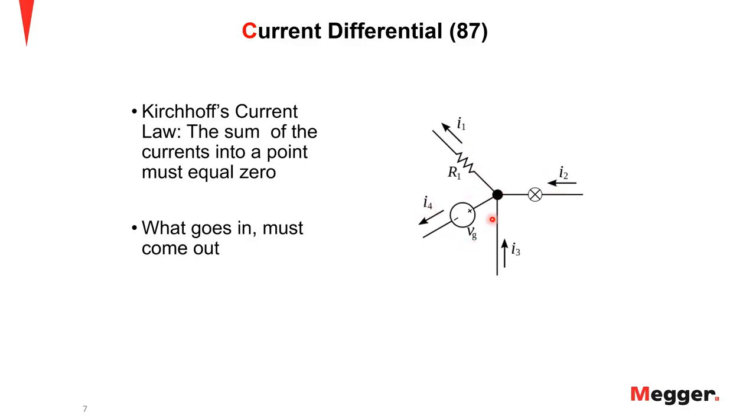If there is a difference on this side versus the side that the currents are leaving on, you would see a difference in currents from one side to the other. In that case, we can say that the differential condition exists. So current differential works on this principle.